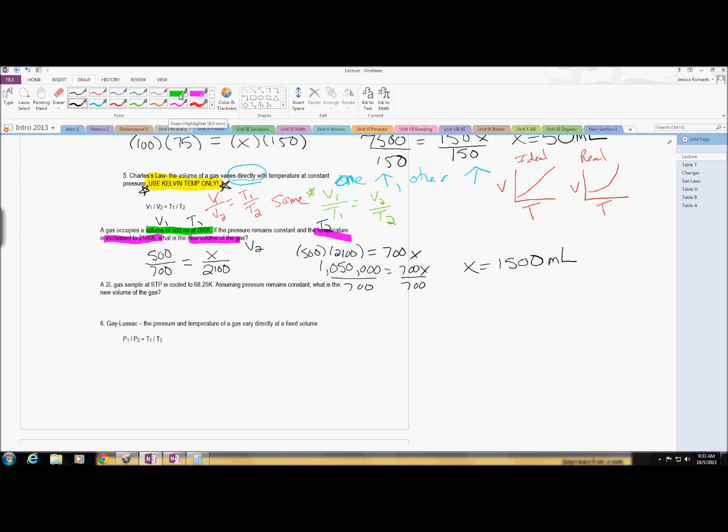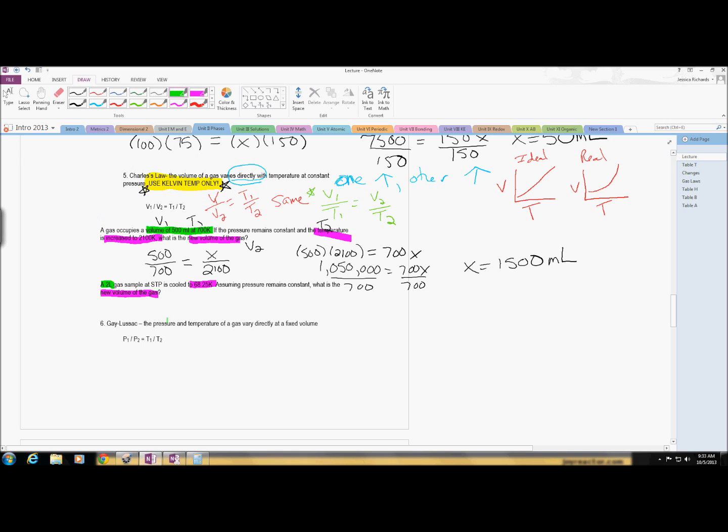All right. Look at this next problem. This is one of the ways you're going to make the problems a little bit harder. It says a 2-liter gas sample at STP is cooled to 68.25 K, assuming the pressure stays constant. What is the new volume of the gas?